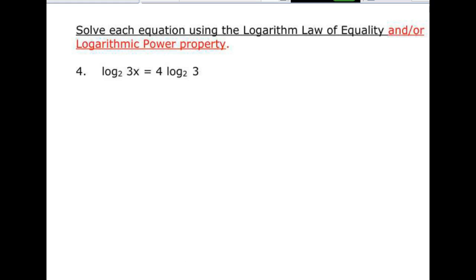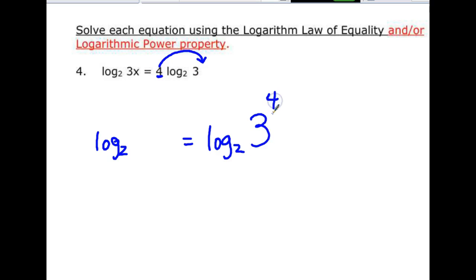Because when we get to this first example, do you see that there's something out in front of this log? So there's got to be something. We're going to use the power property first and then the law of equity, because I need a log equal to a log with the same base in order to use the equity rule. So using the power rule, this becomes 3 to the 4th power. The power rule says numbers out in front can come back onto the 3 as an exponent.